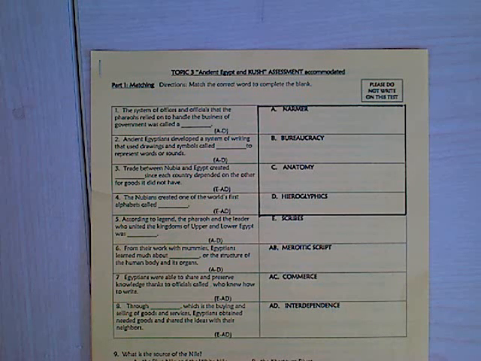Number 7, Egyptians were able to share and preserve knowledge thanks to officials called blank who knew how to write. Choose E, AB, AC, or AD. Number 8, through blank, which is the buying and selling of goods and services, Egyptians obtained needed goods and shared the ideas with their neighbors. Choose E, AB, AC, or AD.